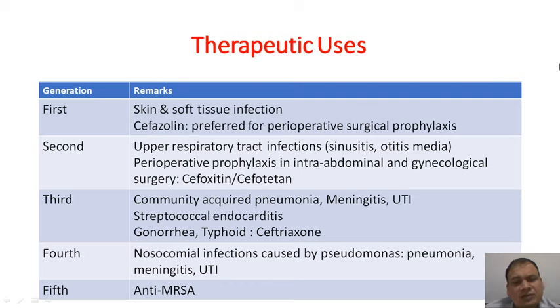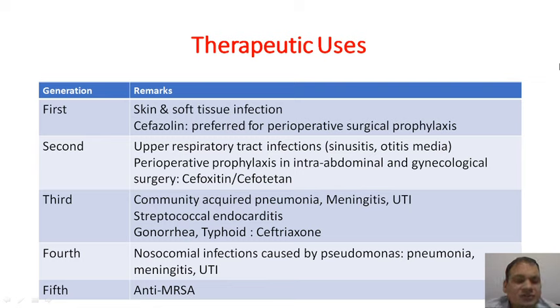Now, as far as the therapeutic uses are concerned, the first generation can be used for your skin and soft tissue infections, as they are mostly effective against your gram-positive cocci. The drug mostly used in clinical practice among the first generation is cefazolin, the parenteral form. These are preferred for perioperative surgical prophylaxis. Okay, cefazolin, drug of choice for surgical prophylaxis.